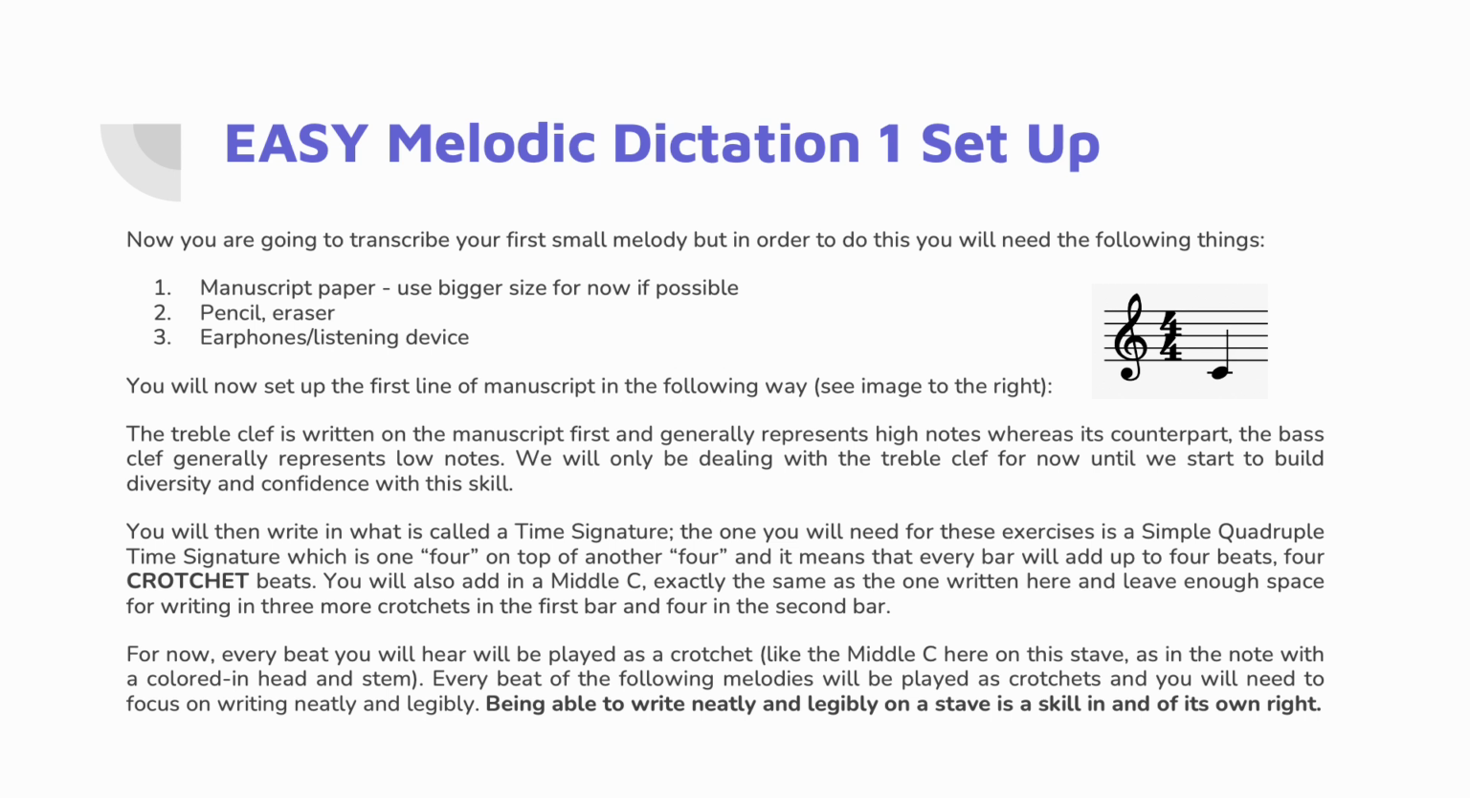The treble clef is written on the manuscript first and generally represents high notes, whereas its counterpart, the bass clef, generally represents low notes. We will only be dealing with the treble clef for now until we start to build diversity and confidence with this skill. You will then write in what is called a time signature. The one you will need for these exercises is a simple quadruple time signature, which is 4 on top of another 4, and it means that every bar will add up to 4 beats, 4 crotchet beats.